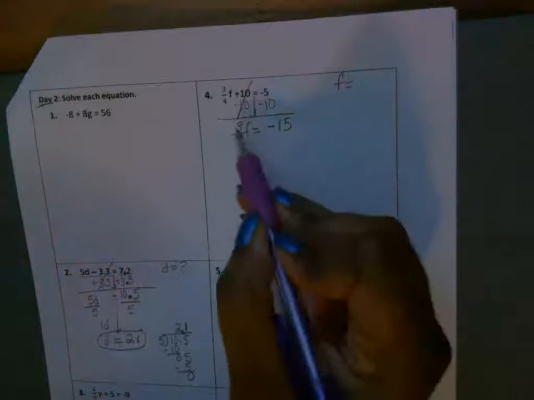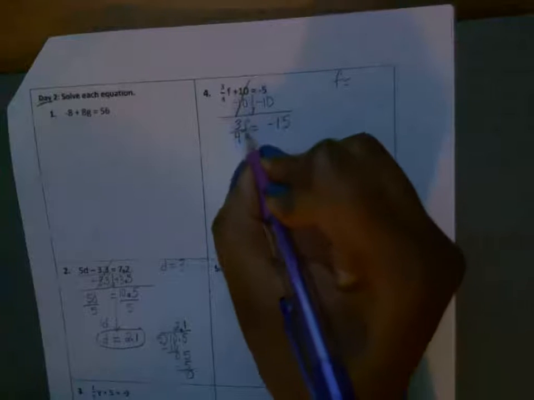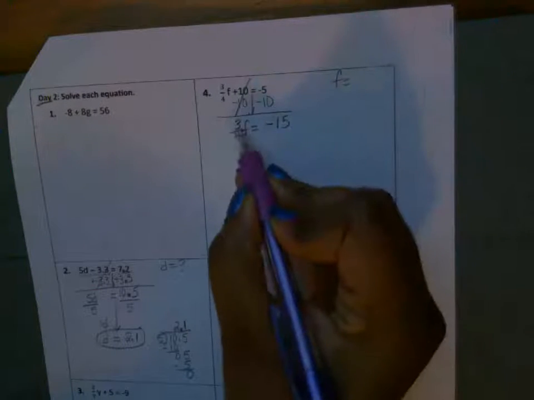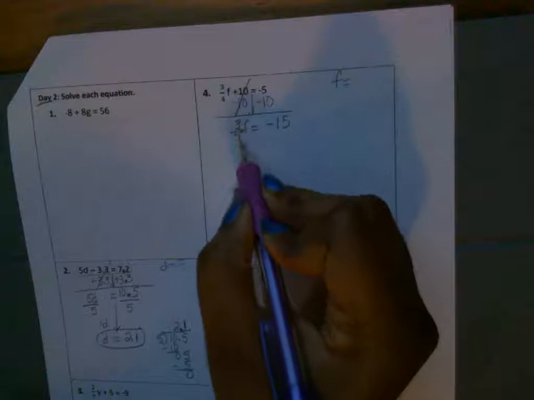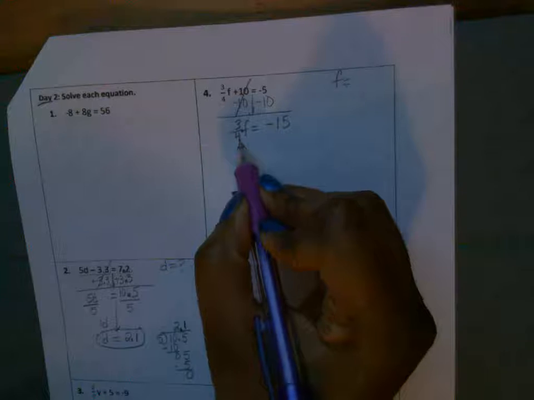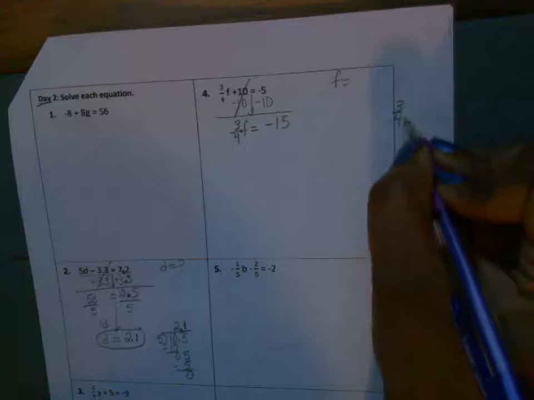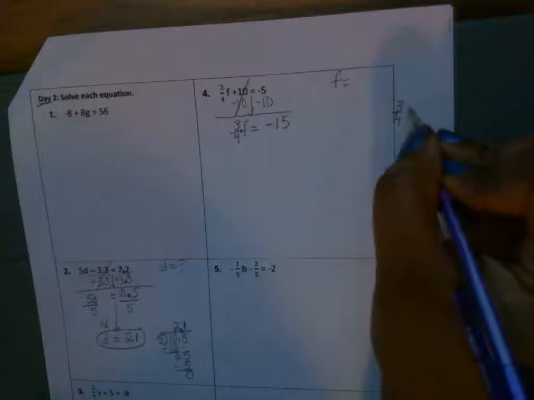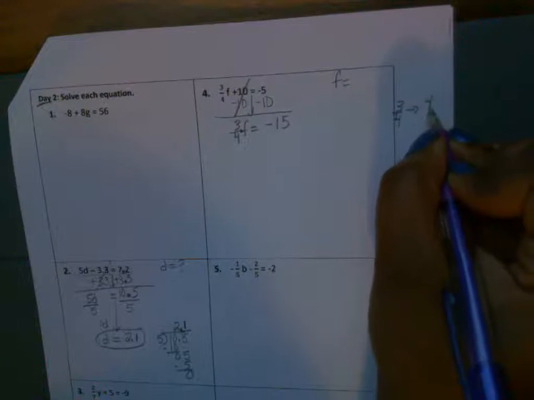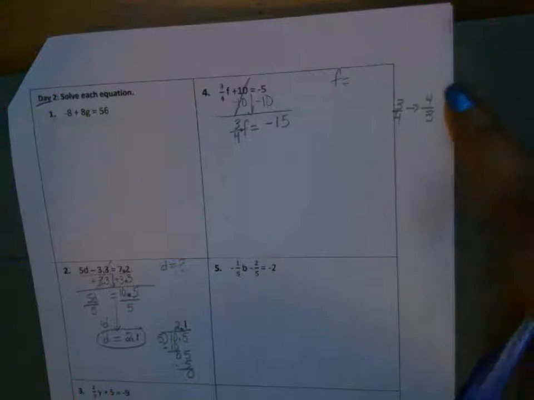Now we need to get rid of the 3/4. 3 over 4 is being multiplied times this f. The opposite of multiplication is division. When you divide by a fraction, that's the same as multiplying by its reciprocal. I'm going to write this over here to the side. The reciprocal of 3 over 4 means that you're going to flip. The 3 is going to come on the bottom. The 4 is going to be on the top. So the numerator is going to be the denominator, and the denominator is going to be the numerator. So this is 4 over 3. So we're going to multiply both sides by 4 over 3.